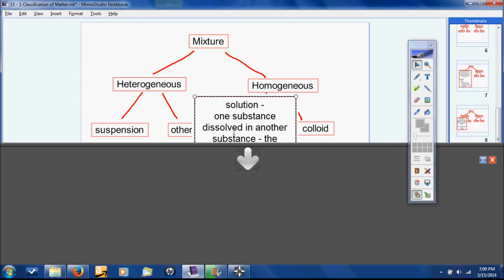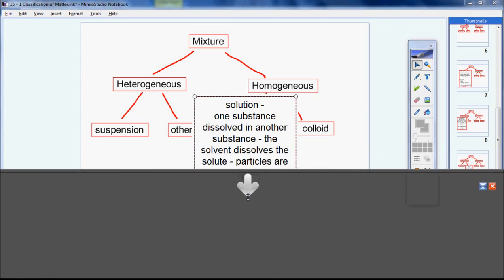Now, your book doesn't mention it, but I just can't help but mention it because it's good to have heard the words. The solvent dissolves the solute in a solution. So in other words, the solvent would be the water and the solute would be the salt. So the salt would dissolve into the water. The solvent dissolves the solute. Most people at some point in their life have heard the word solvent.